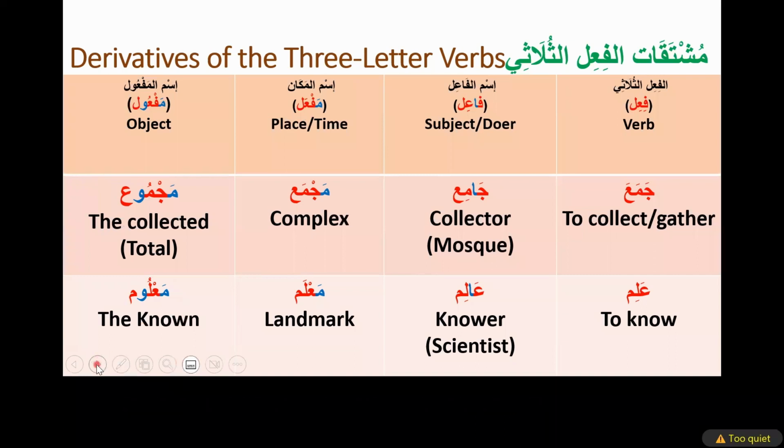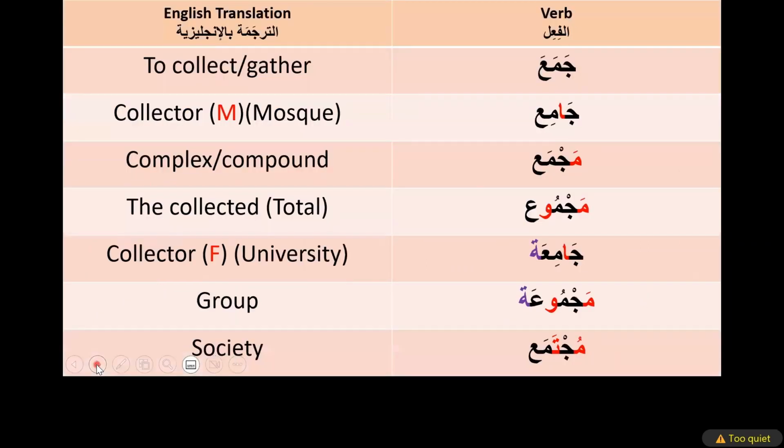I hope that today's lesson will be pretty quick, and I'm going to guide you and show you how Arabic really functions when you know your three-letter root verb. Okay, here we have al-fi'l, the verb, and the English translation. I said today the focus is only on two verbs, jama'a and alima. So let's see the derivatives of the three-letter jama'a.